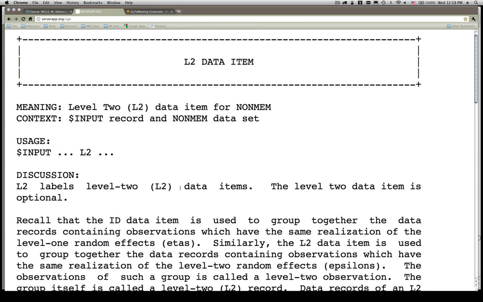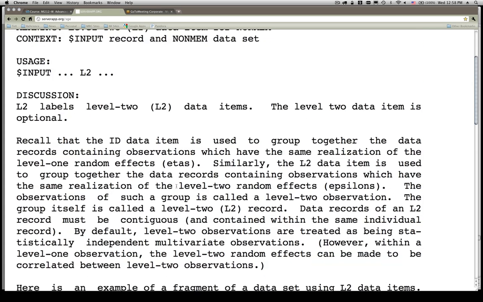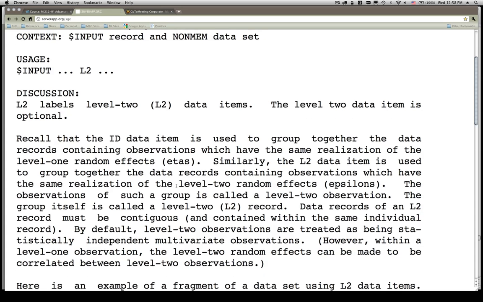So when you read this help file, you've got to be careful to recall what the different labels are, or the nomenclature for different records. The ID record, the individual record, is the record of all the data for a subject, whereas the L2 record is that set where you have a multivariate observation. So this is helpful here. By default, level 2 observations are treated as being statistically independent multivariate observations. Okay, so the residual error by default assumes that they're independent across a multivariate observation.